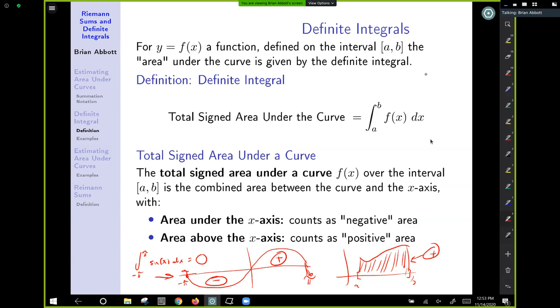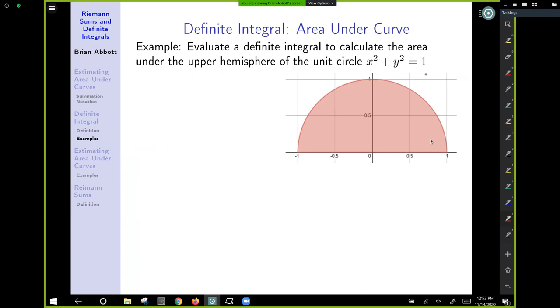But hopefully that gives you some intuition as to what it means by signed area under the curve, and the reason why I put quotes around the area under, or area, and sometimes I'll quote under the curve as well. So without telling you how to do that, let's evaluate a definite integral to calculate the area under the upper hemisphere of the unit circle.